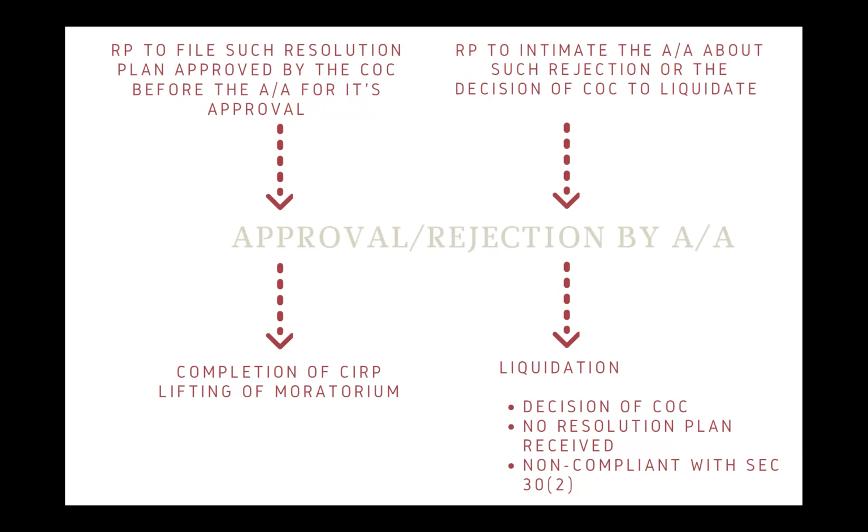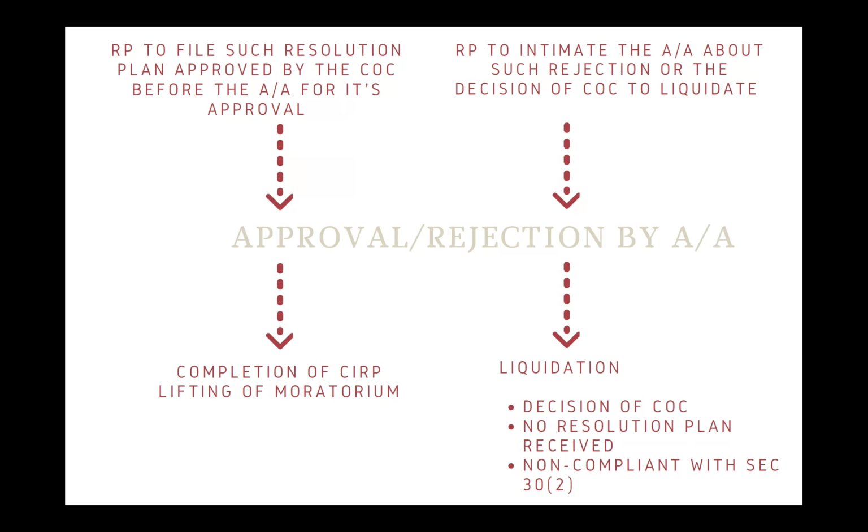Second, where no resolution plan is received till the maximum period of the CIRP. The committee of creditors waited for the resolution plan, but no one is interested. No resolution plan has been received. No bid has been received. There is no point extending it, because, as the code rightly says, either you put the assets to the best use or liquidate.